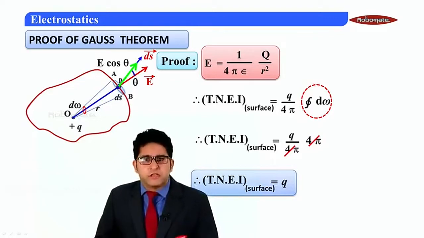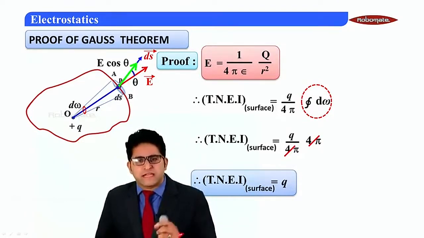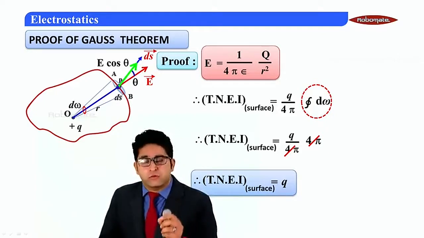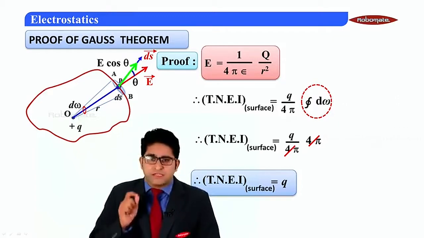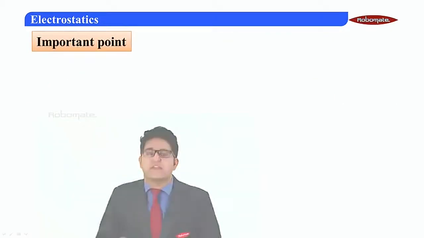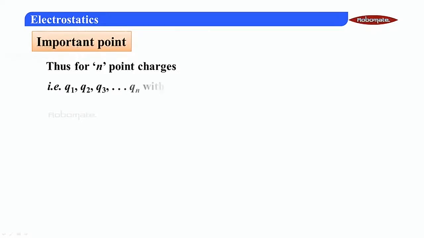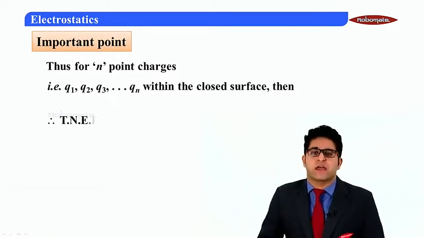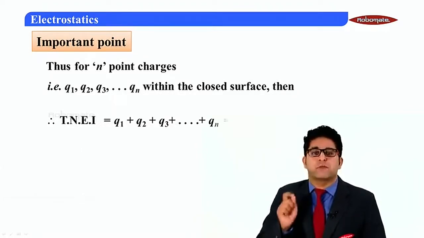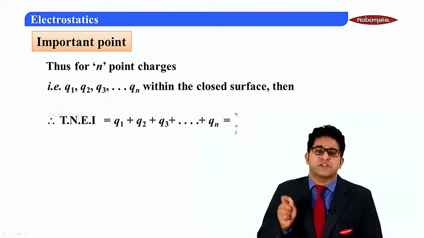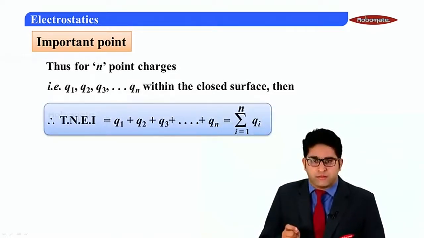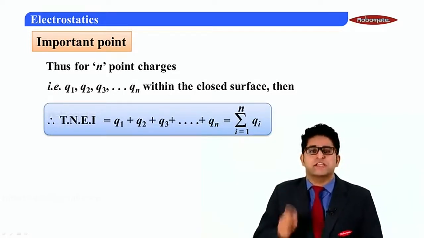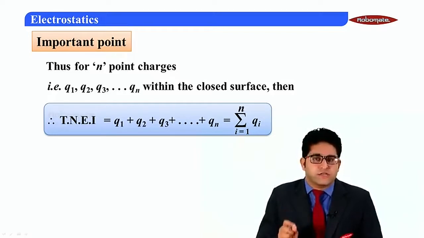So students, in this particular module we have proved that total normal electric induction over a closed surface is equal to q, which is the only enclosed charge in this particular case, right? Now let us see a very important point. Now let's say if we are enclosing n charges, let's say we are enclosing charges q1, q2, q3 and qn, right? Then TNEI is given by q1 plus q2 plus q3 up till qn, or it can be written as summation i equal to 1 to n qi, right? And this particular statement we have learned in the previous module itself. So students, in this particular module we have proved Gauss theorem mathematically.